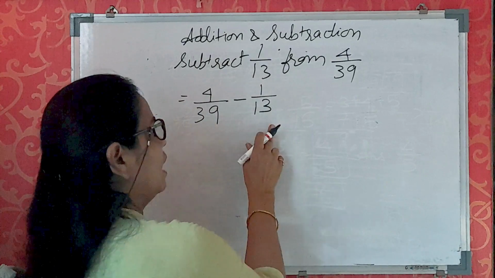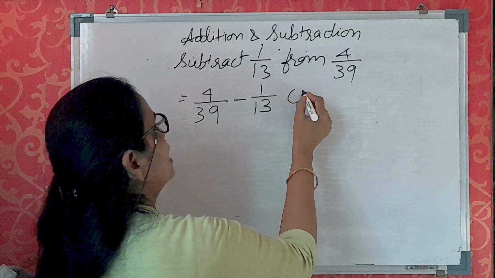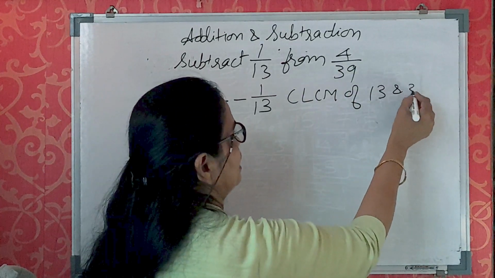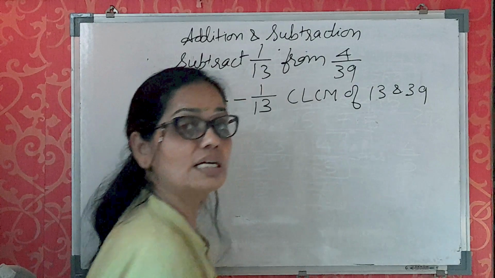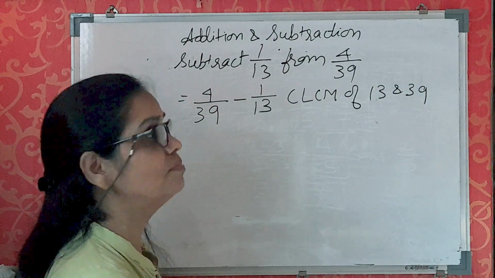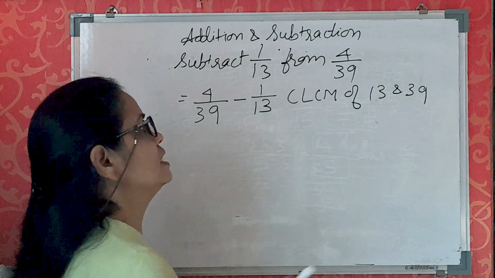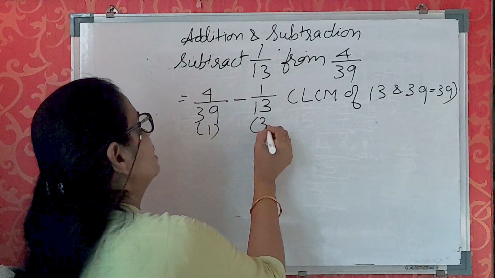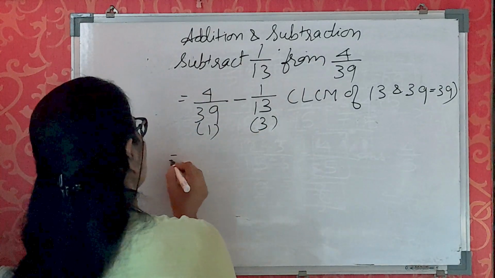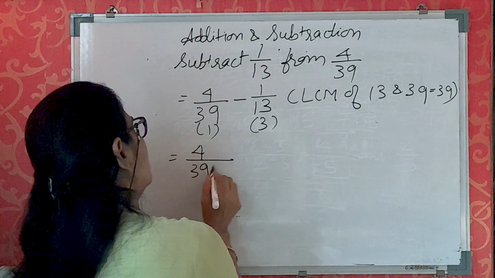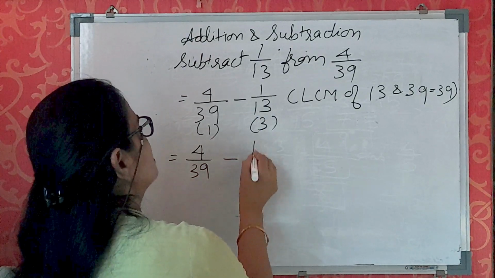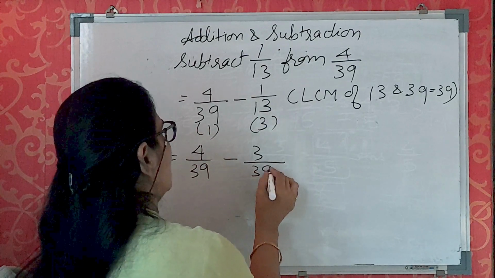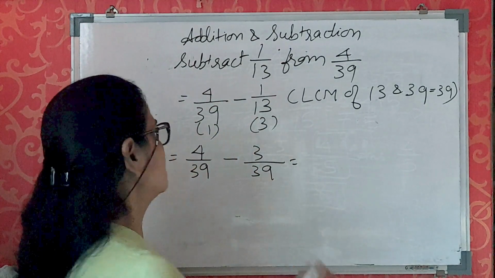Okay. Now they are unlike fractions. Make them like by taking the LCM. So the LCM of 13 and 39. In the 39 table 13 doesn't come, but in the 13 table 39 comes. When it comes, 13 3s are 39. So your LCM is 39. So 39 1s are 39, and 13 3s are 39. So 4 upon 39 will be the same, and minus 1 3s are 3 upon 13 3s are 39. Now they have become like fractions.